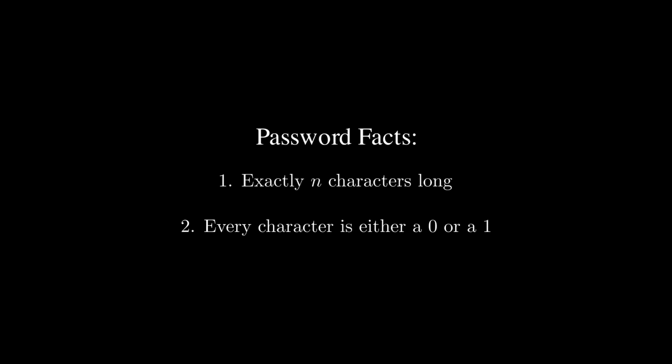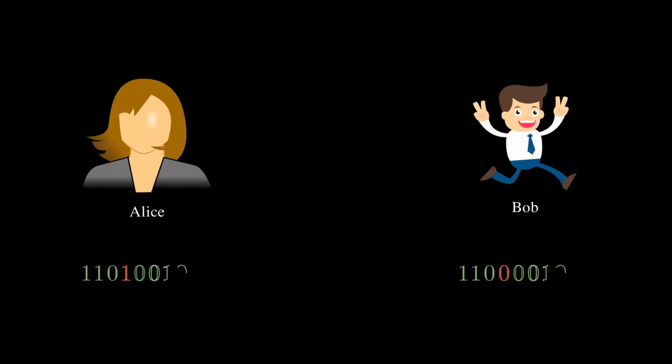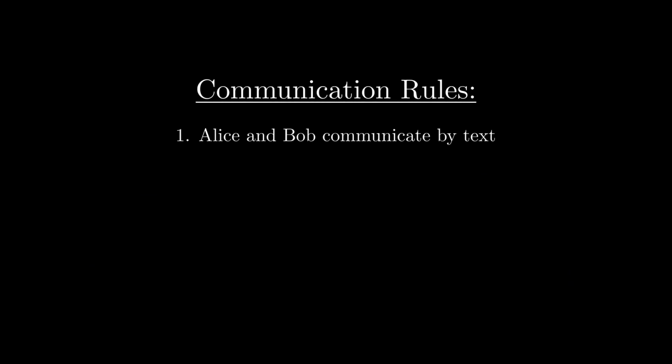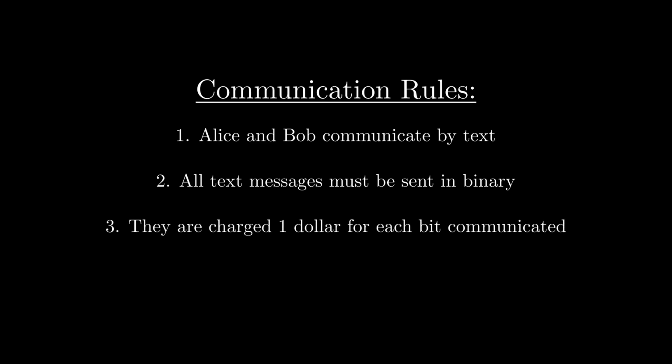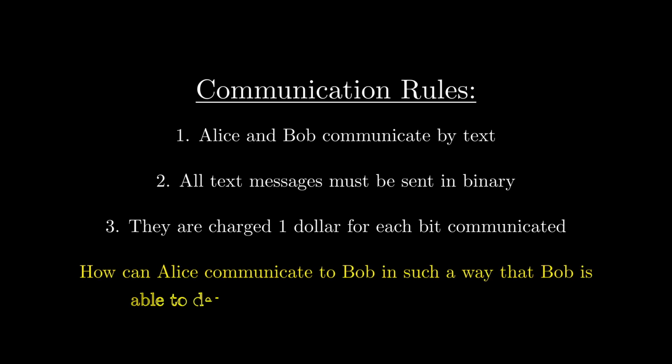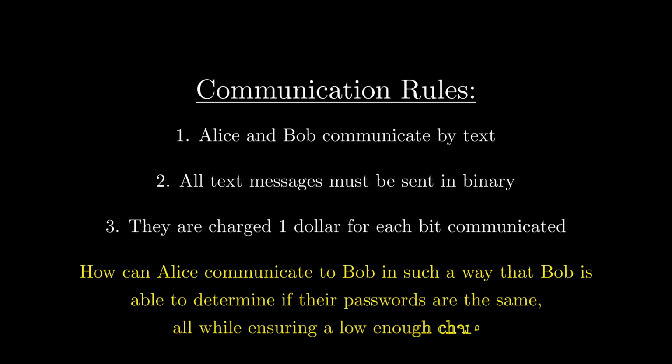They are both acutely aware that the password is n characters long, and every character is either a 0 or a 1. However, they are unsure if they indeed have the same password. Alice and Bob communicate by text. Each text message they send must be written in binary, and they are charged $1 for each bit communicated. How can Alice communicate to Bob in such a way that Bob is able to determine if their passwords are the same, all while ensuring a low enough charge?